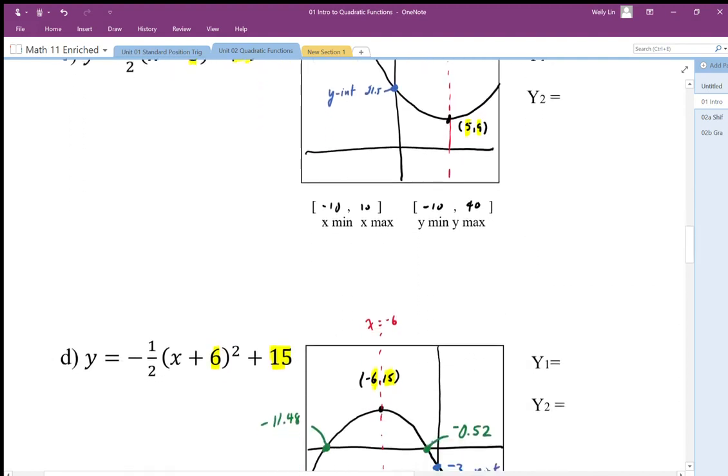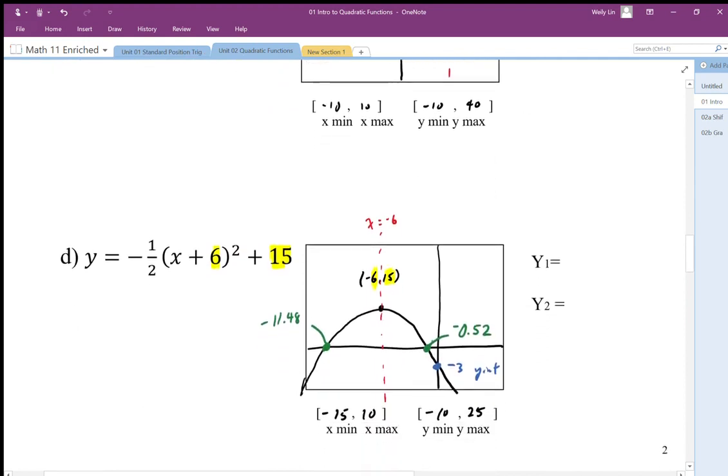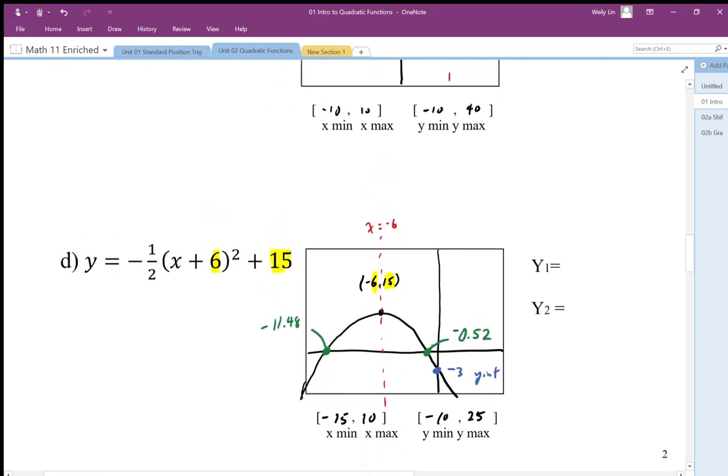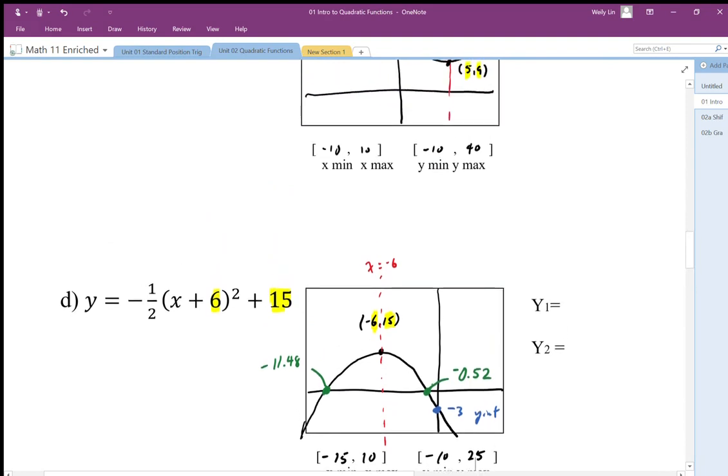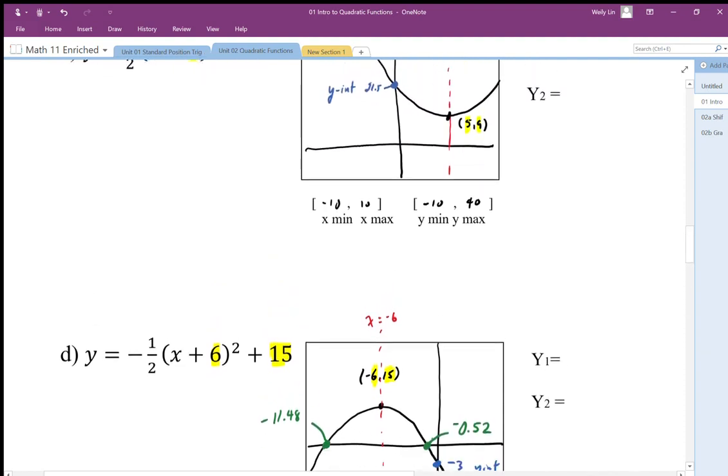So these are the key things that we want to be looking at when we're dealing with these parabolas. These are the 4 key features of the parabola we always want to be able to identify, and what we're going to start doing is relating them to the different forms of the equation.